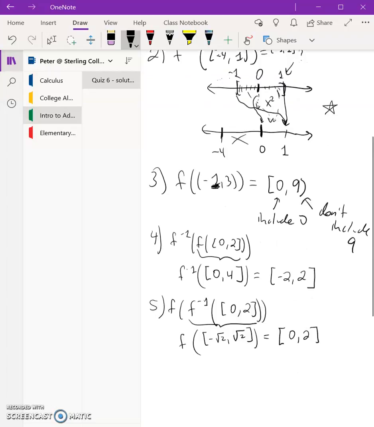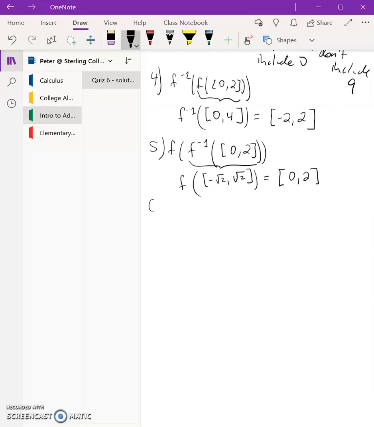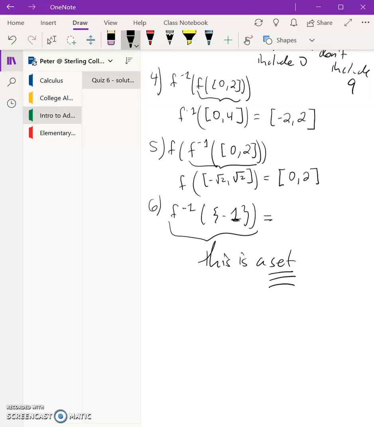Then moving on to question 6, we had to find f inverse of the set containing negative 1. Many of you were able to indicate yes, nothing gets mapped to this. But remember, this whole thing is a set. So it's the set that contains nothing. So it's not quite no solution. It is the set containing nothing, which is the empty set.